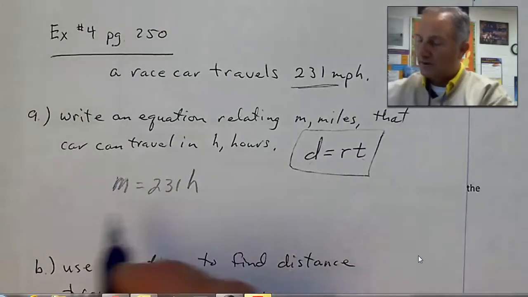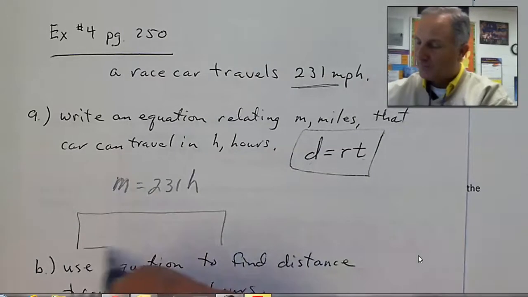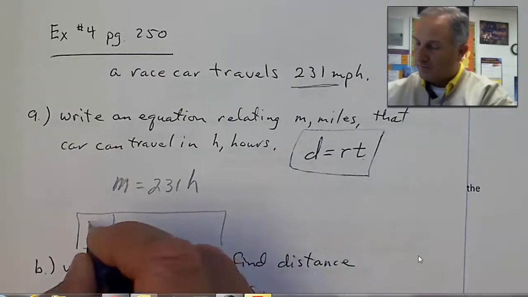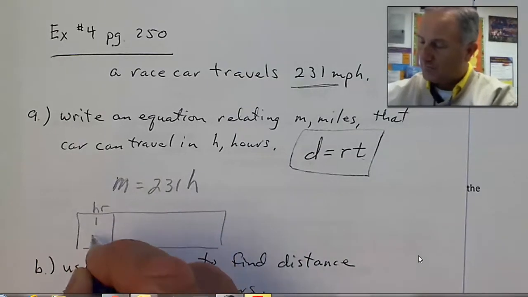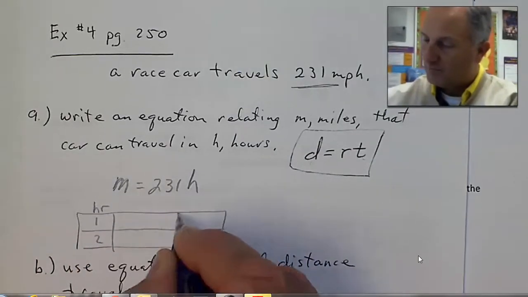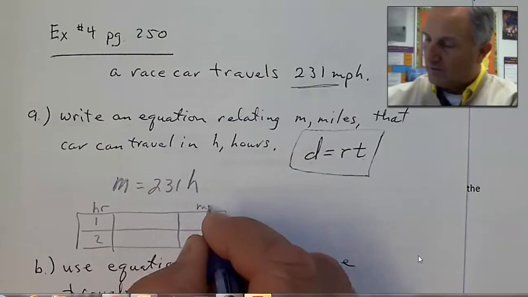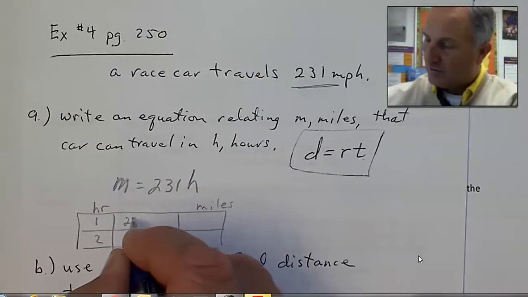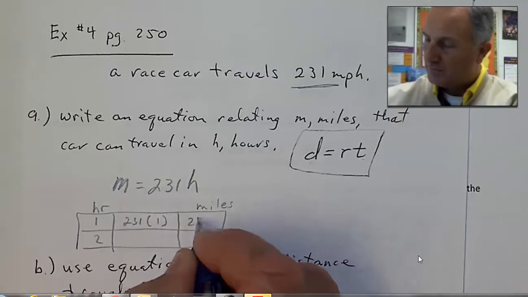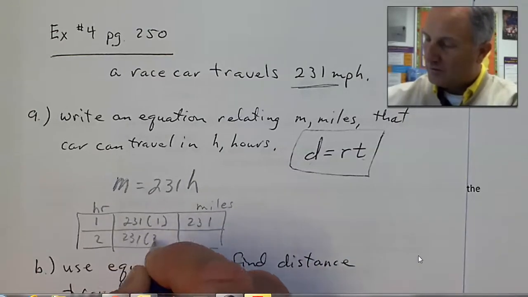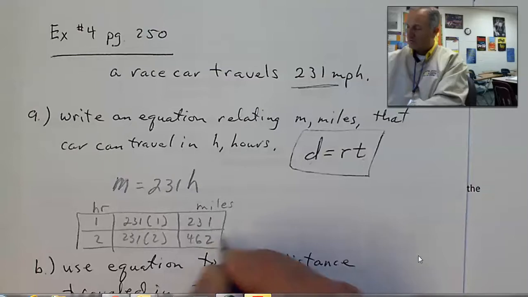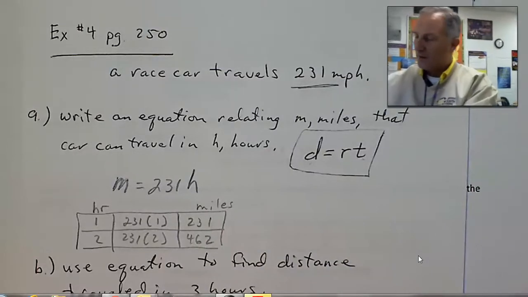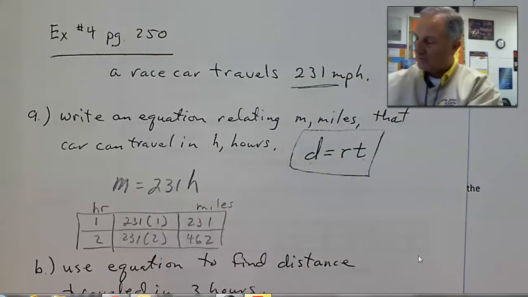Now we can make a table here. And we can have how many hours we're traveling. 1, 2, you make it as big as you want. How many miles have we gone? That's going to be 231 times 1 hour. 231 in 2 hours. So that's 462 and so on. Okay. How far have we gone in 3 hours? 231 times 3, and that's going to be 693 miles.